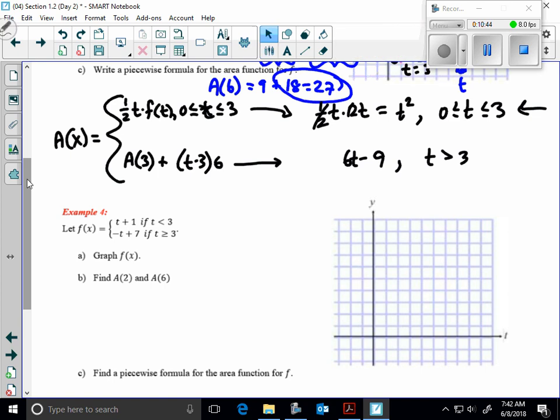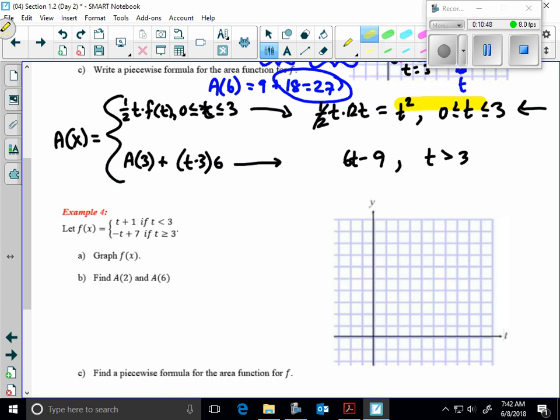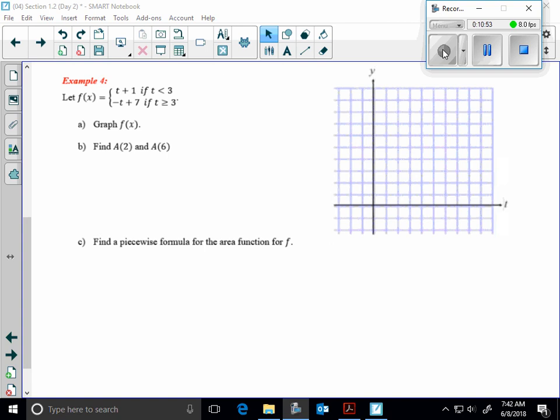All right, so let's just get this together so we're all on the same page. This right here is your piecewise area function. Okay, let's try another one real quick. I'm going to go ahead and graph f of x off camera, and you can check it out in a minute. All right, awesome.